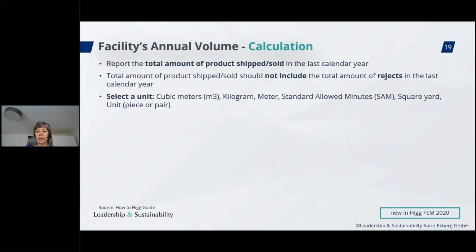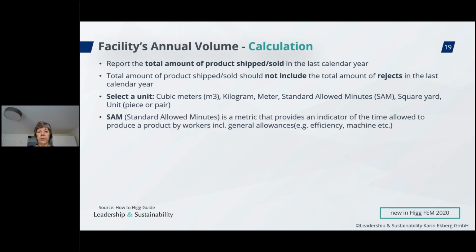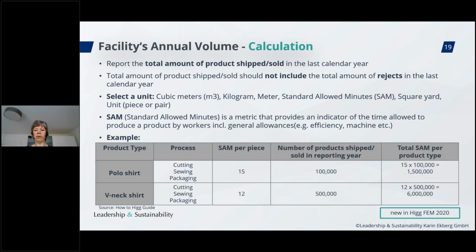What is new here is standard allowed minutes. And the standard allowed minutes, it's a metric that provides an indicator of the time allowed to produce a product by workers, including some general allowances. And this is a metric that is quite useful when it comes to normalizing your data reporting. And we have here an example. In this factory, they produce two different product types, one polo shirts and V-neck shirts.